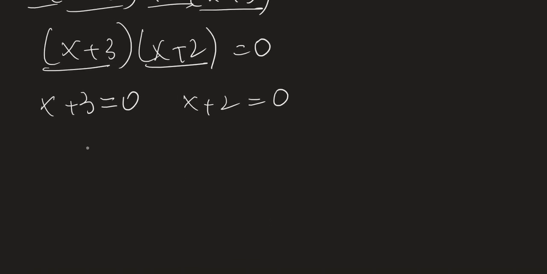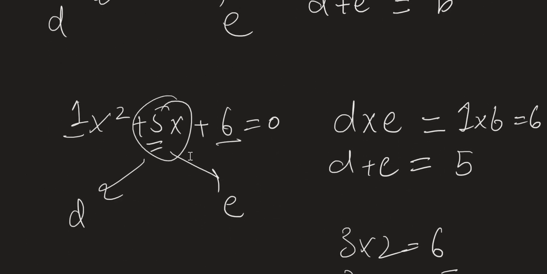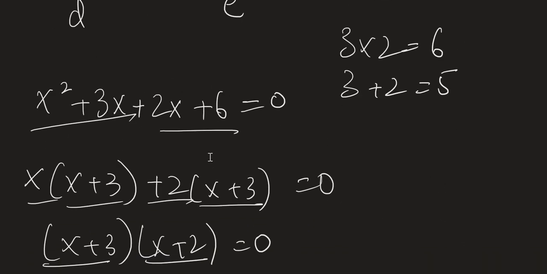From here we're going to get x equals minus 3. From here we'll get x equals minus 2. So these two are the values that satisfy this quadratic equation. Let's do one more example.